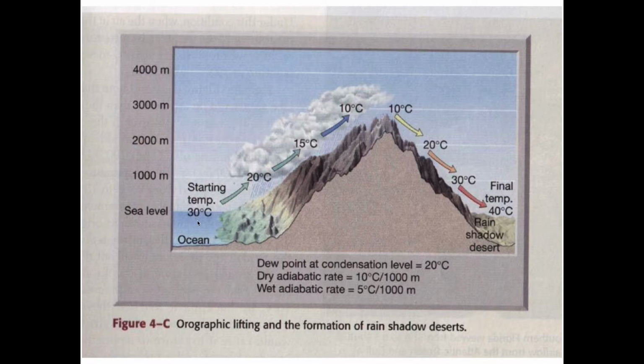We start here then with wet air, moist air. The air rises and it cools. And as it cools, the water vapour turns into liquid, produces clouds, and you get rain.